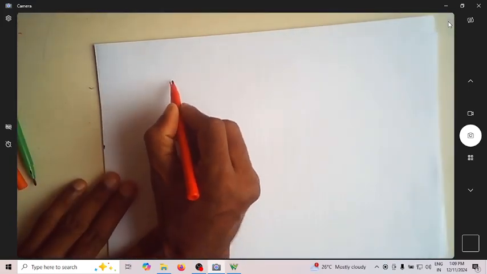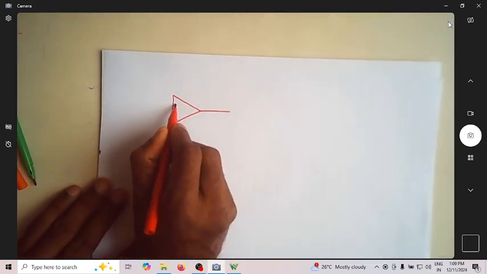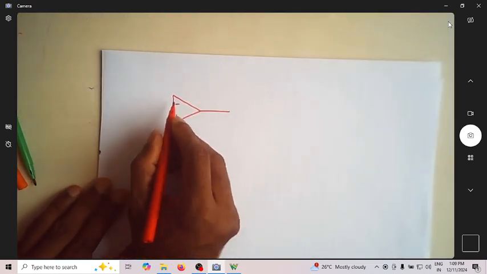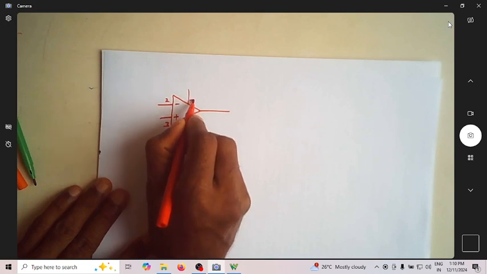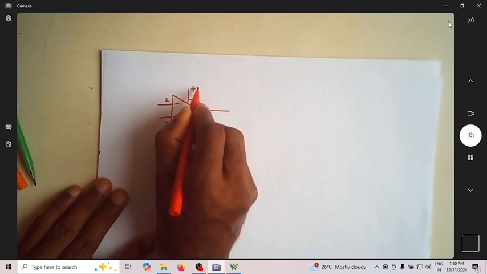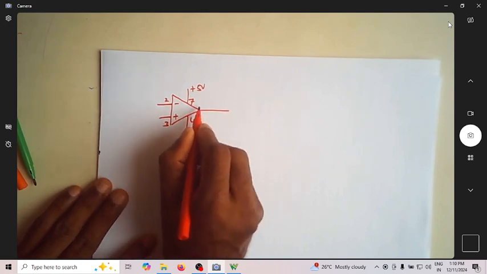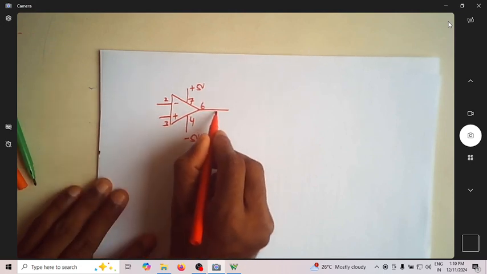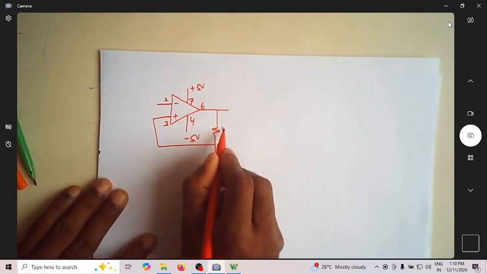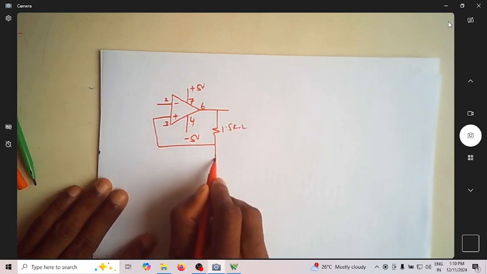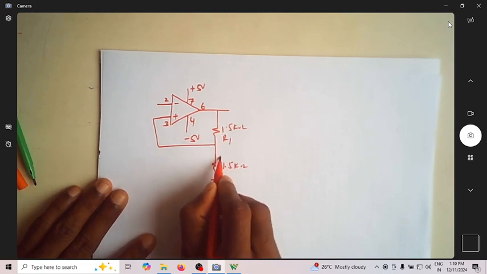So let me write. I'm using a 741 op amp. This is minus, this is pin number 2, and this is pin number 3. This is pin number 7, which is connected to plus 5 volt, and this is pin number 4 connected to minus 5 volt. This is pin number 6. So we are connecting a resistor of 1.5 kilo ohm fixed value. This is again 1.5 kilo ohm, which we name R1 and R2.